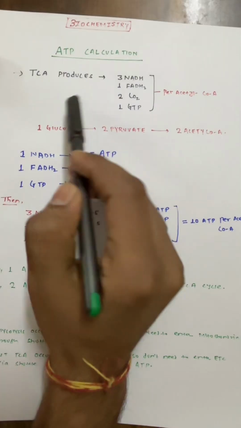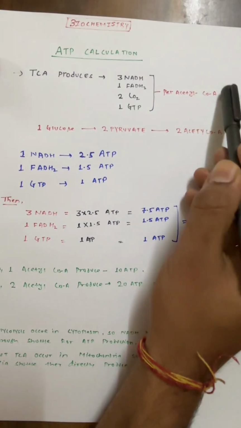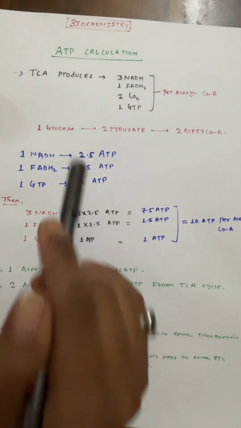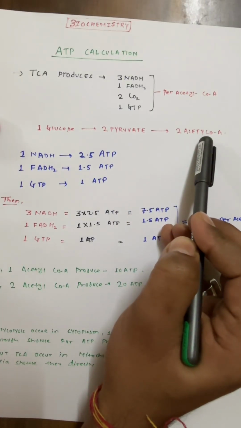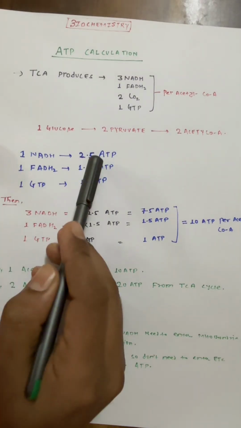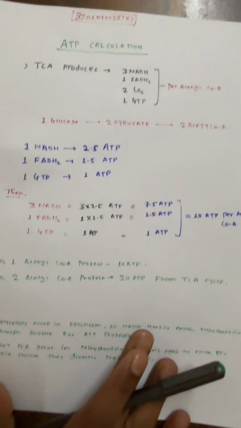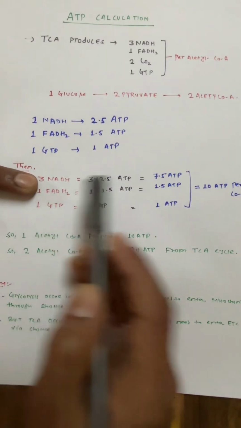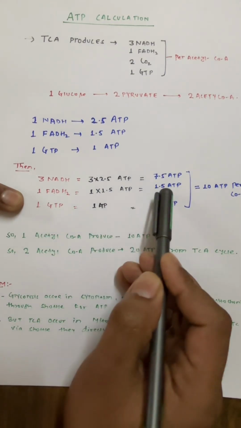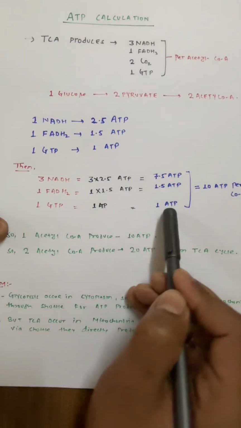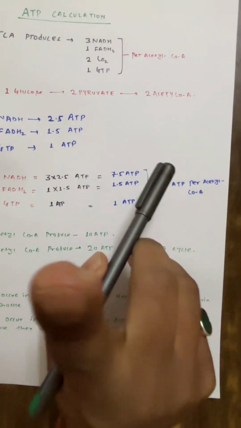While talking about the ATP calculation, we all know from the TCA cycle we get 3 NADH, 1 FADH2, 2 CO2 and 1 GTP per acetyl coenzyme A molecule. We all know 1 glucose will produce 2 pyruvate and 2 pyruvate will produce 2 acetyl coenzyme A. So 1 NADH gives 2.5 ATP, 1 FADH2 gives 1.5 ATP and 1 GTP is equal to 1 ATP. Now let's calculate. 3 NADH is 3 into 2.5, that is 7.5 ATP. 1 FADH2 is 1 into 1.5, that is 1.5 ATP, and 1 GTP is 1 ATP. So a total of 10 ATP is produced from 1 molecule of acetyl coenzyme A.